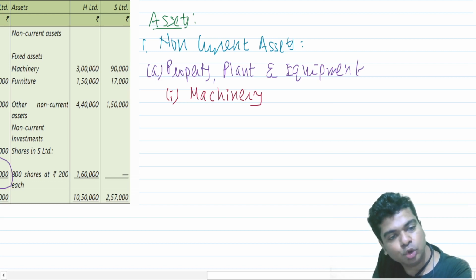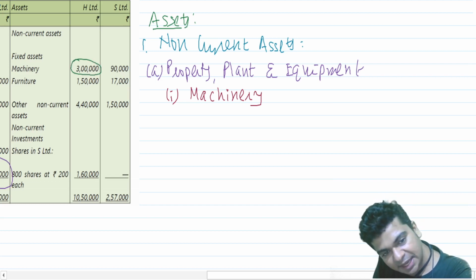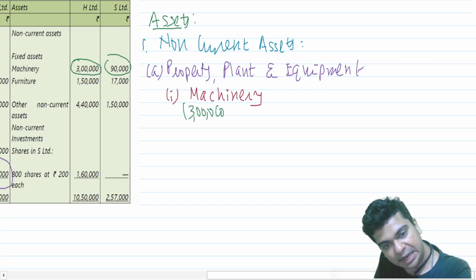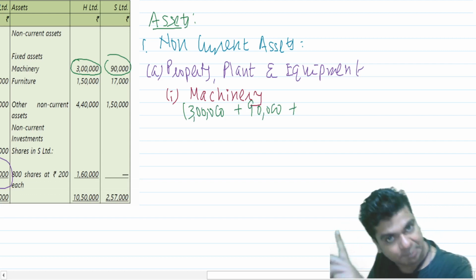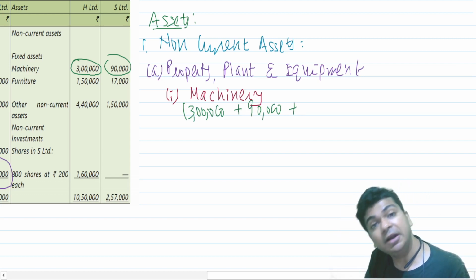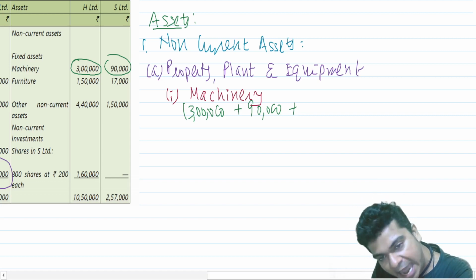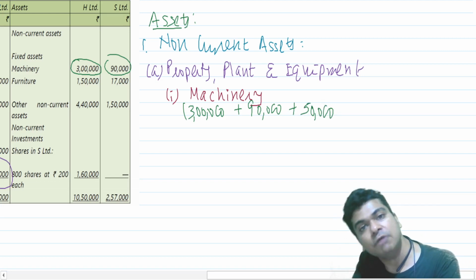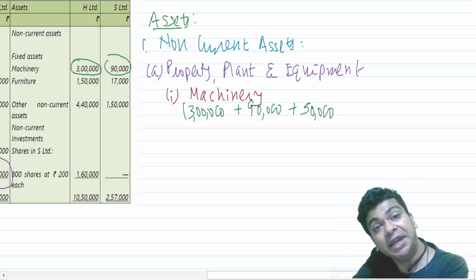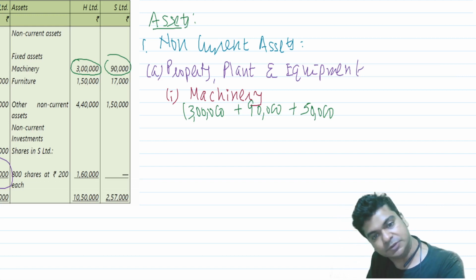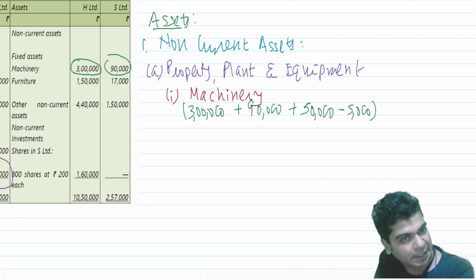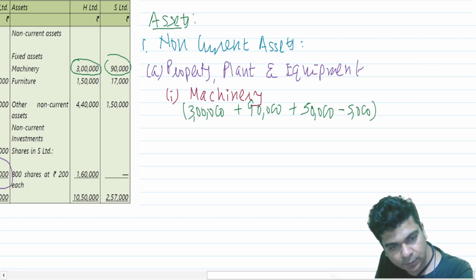See, machinery, we have to do line by line addition now. 3 lakhs and 90,000. See, I'm showing in brackets. 3 lakhs plus 90,000. But there is an adjustment with machinery. Be careful. We have done an upward revaluation of machinery. So add that. 50,000 was the upward revaluation. And because of upward revaluation, we have to charge additional depreciation of 5,000. So minus 5,000. Let's leave it over here for the moment.